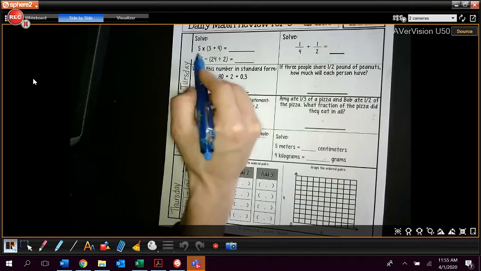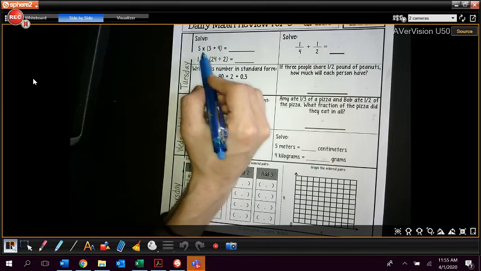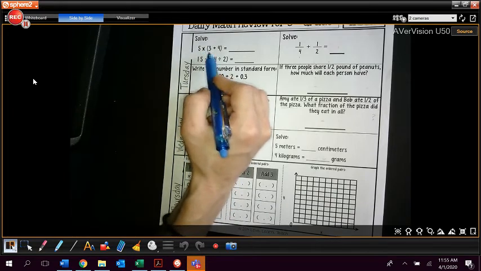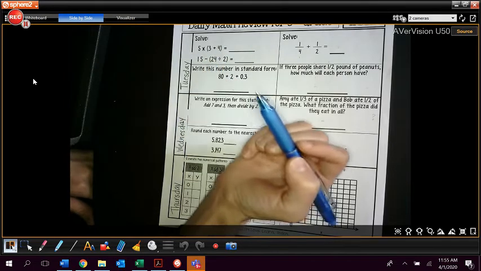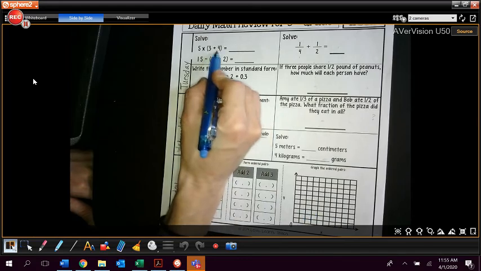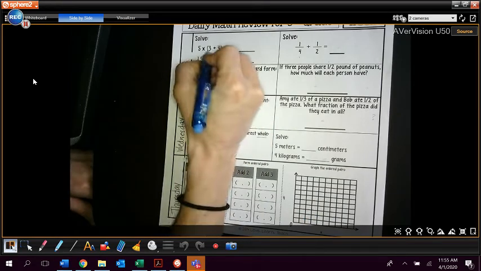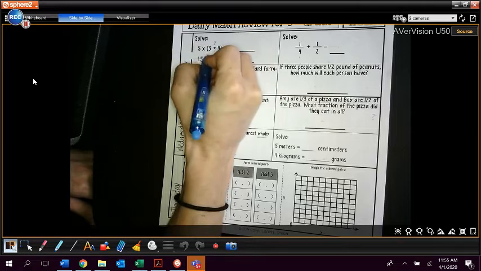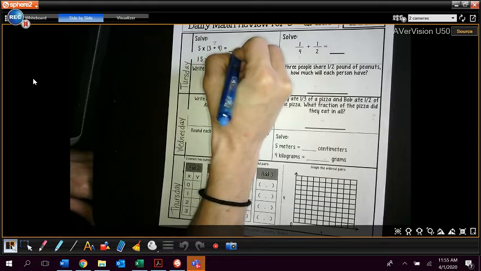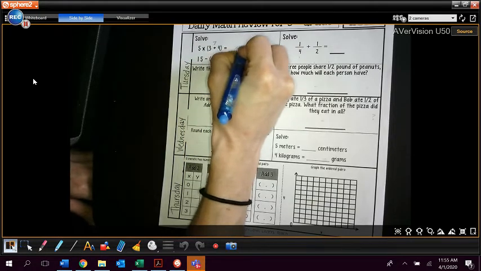For example, our first one is 5 times, and then parentheses 3 plus 4. When we have a problem like this, remember that we always follow the order of operations. So we're always going to solve what is in parentheses first. We know 3 plus 4 is 7, and then we multiply 5 times 7. So our answer was 35.